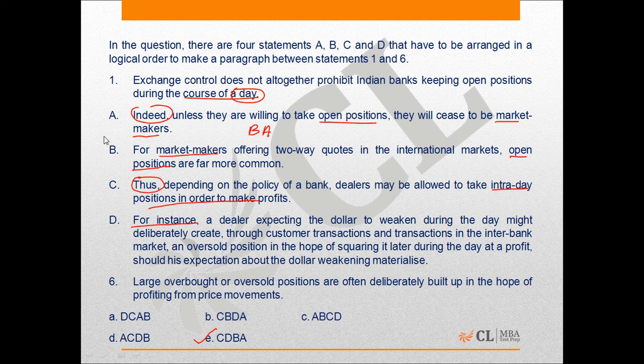So therefore, we know that this is the "thus" which is connected to 1. C has to follow 1. Therefore, D, "for instance," is an example of whatever has been happening here in C, and therefore we have C, D, B and A as the correct answer option.